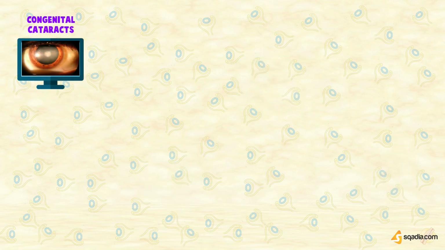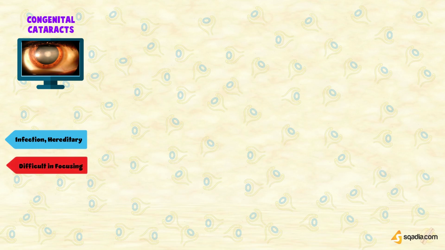First is congenital cataracts. Congenital cataracts can be caused by infection, such as rubella during pregnancy, or by hereditary factors, but often there is no known cause. Cataracts may be identified from a squint, difficulty in focusing, or from the child holding his or her head at an odd angle to see, and in a few cases a clouding in the lens of the eye.